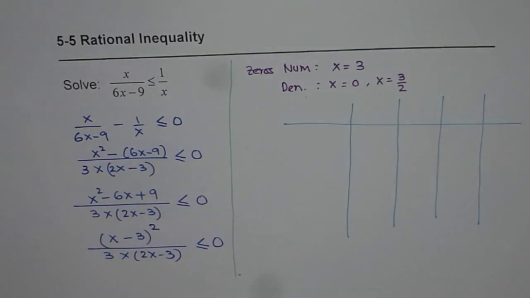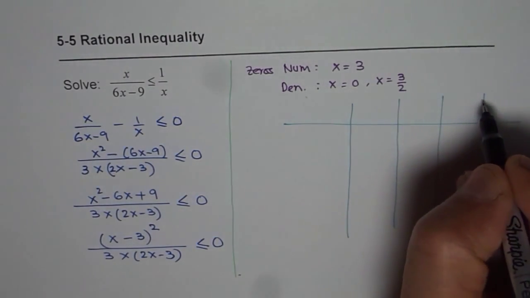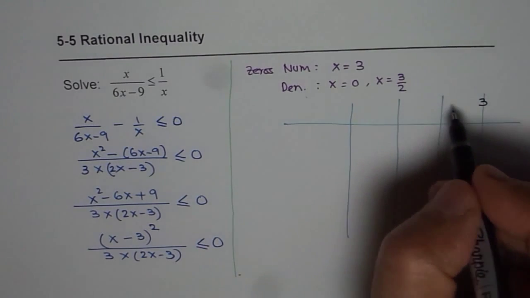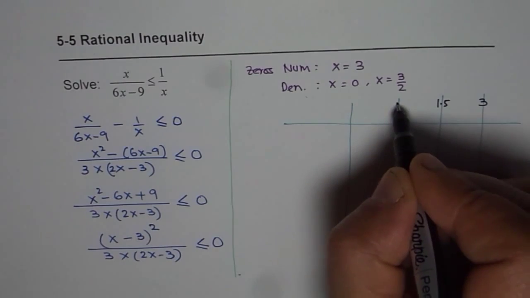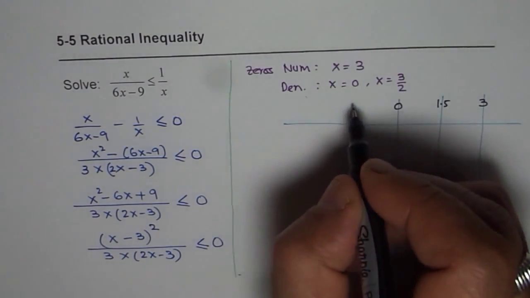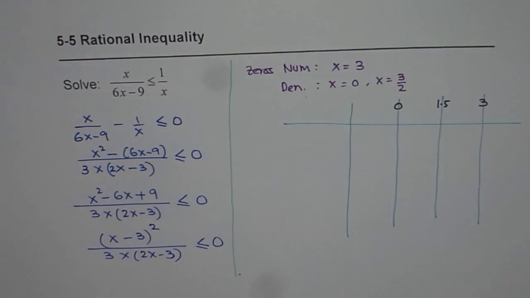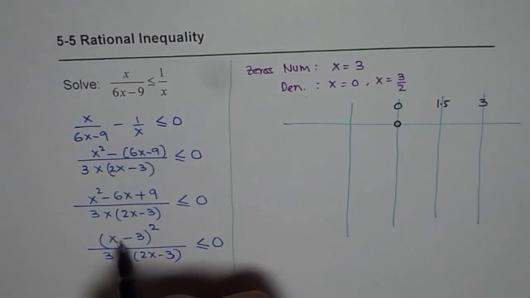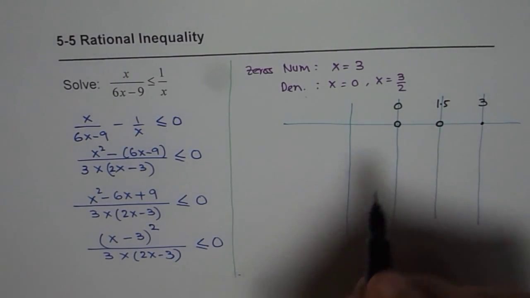So we have a 0 at 3. Then we have a 0 at 3 by 2, which is 1.5. Then we have a 0 at 0. So these are our zeros and vertical asymptotes. For vertical asymptotes, which are at 0, let me make holes here. So that will help us. And the only 0 is this one. This is also kind of a vertical asymptote. So these are not permitted.